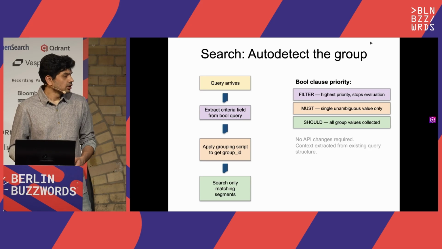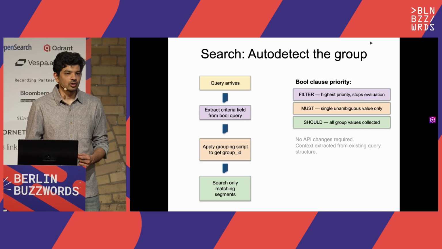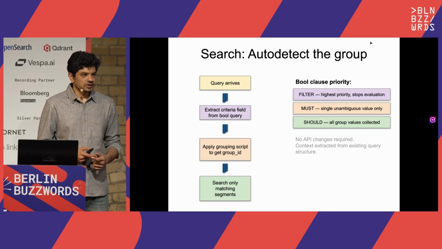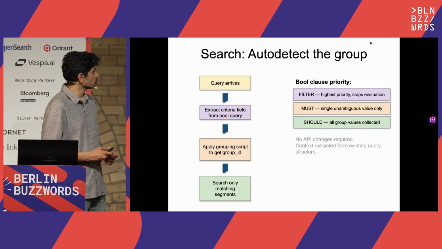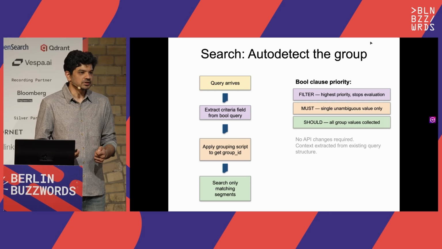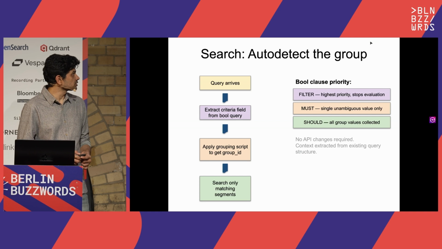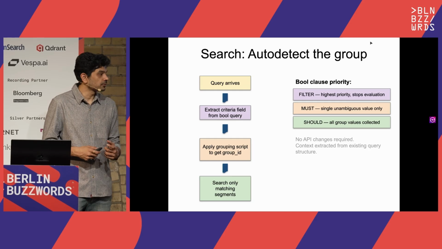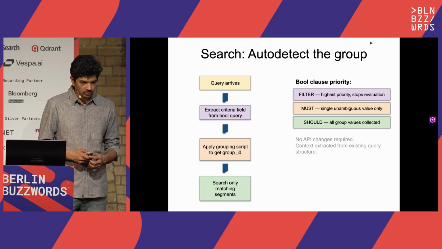The very first step is figuring out the group from the query context itself. For this, we are leveraging the existing Boolean query, and there are multiple clauses in which we can determine what the query context is and what the grouping is. For instance, filter is the strongest signal for us. As soon as we get a grouping inside of a filter, we can just stop traversing the entire query tree and figure out the grouping from there.